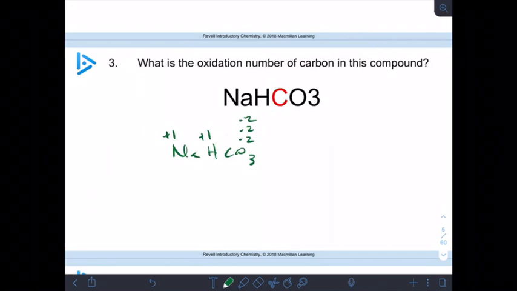So the other two, the sodium and the hydrogen, each give me a plus 1, so a plus 2 together. So that means that this carbon needs to be a plus 4. So my total of the pluses is 6, and my total of the minuses is also 6. So I get a total of 0 for a neutral compound.